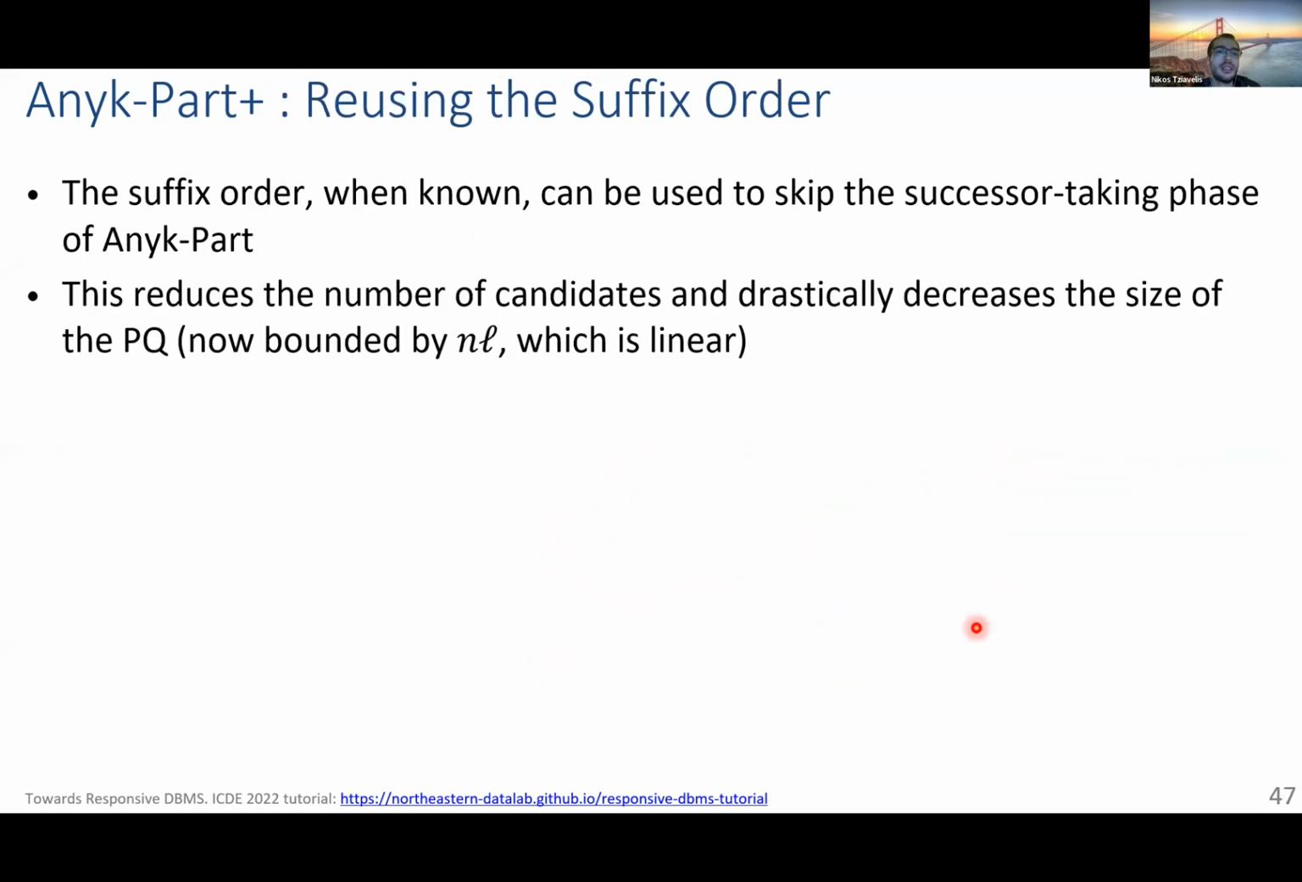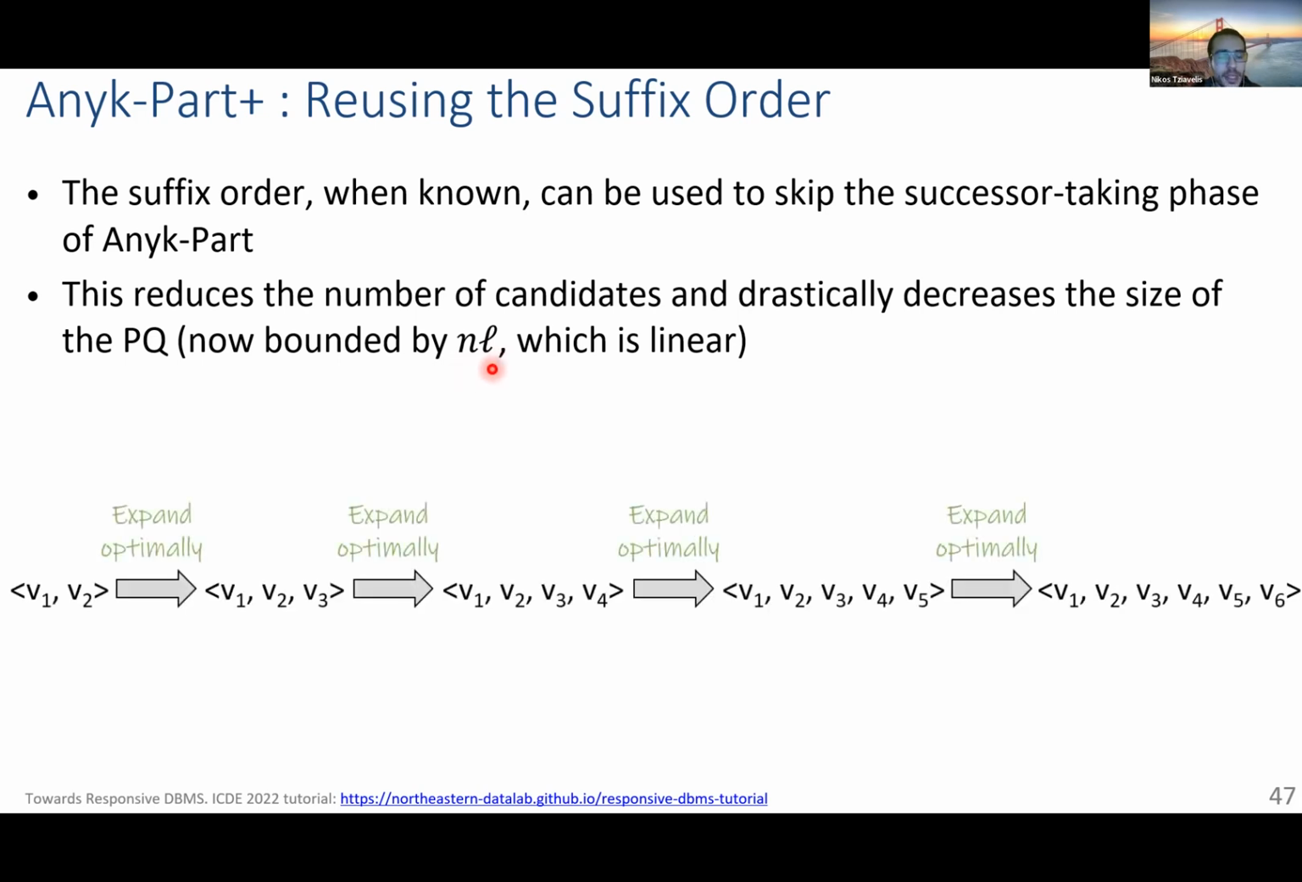So how do we use it? Let's say we know the order of the suffixes. We can reduce it to skip a large part of the successor taking phase of the algorithm. And when we do this, it drastically decreases the size of the priority queue. In the beginning, for Anyk-Part, the size of the priority queue depends on k. So if k grows a lot, the size of the priority queue can grow very big. But now with our Anyk-Part plus, the size of the priority queue is bounded by n times L, which is linear.